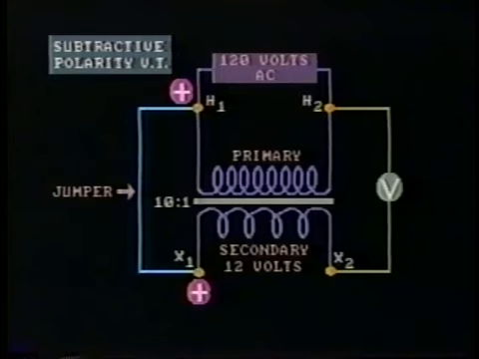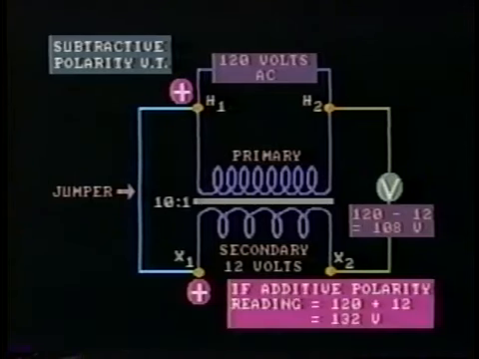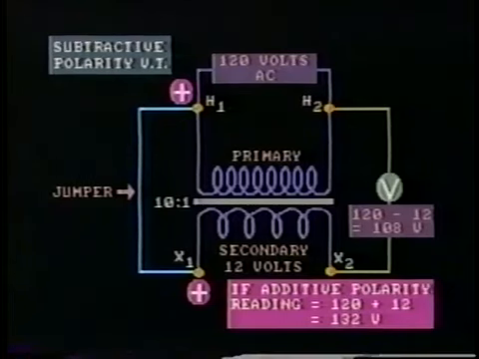Therefore, on our meter, if the terminal polarity is correct, we should read 120 minus 12 equals 108 volts. For an additive transformer, the induced voltage is out of phase with the source voltage, and therefore we should read 120 plus 12 equals 132 volts. You can see now where the terms additive and subtractive come from in referring to polarity. Of course, there are other ways of checking polarity, and some equipment that's available also checks ratios.